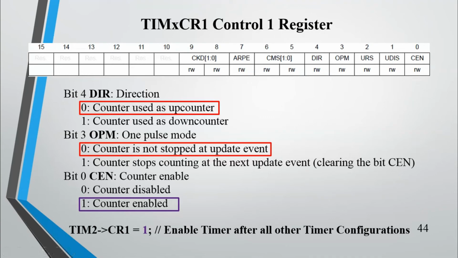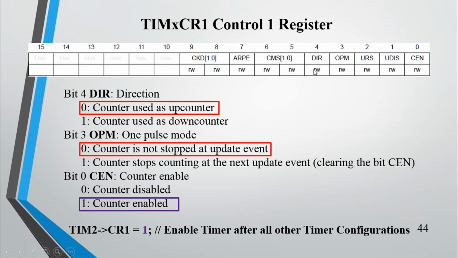Then as the last step, once all the steps are over, you need to enable the timer. How will you enable the timer? You need to make the 0th bit of the timer control register 1. So this should be 1. Then what should the third bit be? That is one pulse mode. One pulse mode means the timer will count only from 0 to the maximum value once it is enabled. But here it is not like that. I need to generate a waveform. So once it reaches the maximum value, it should be reloaded with 0, or overflow to 0. So I am disabling one pulse mode. So the third bit is 0.